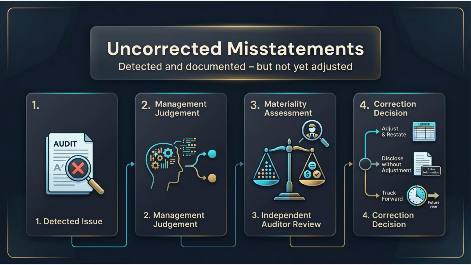Management evaluates the issue, auditors review the evaluation, and the item is considered individually and together with other misstatements. The correction decision may be to adjust immediately, to disclose, to restate prior periods, or to carry the item on the unadjusted differences schedule for continued tracking. The key idea is simple: uncorrected does not mean forgotten.